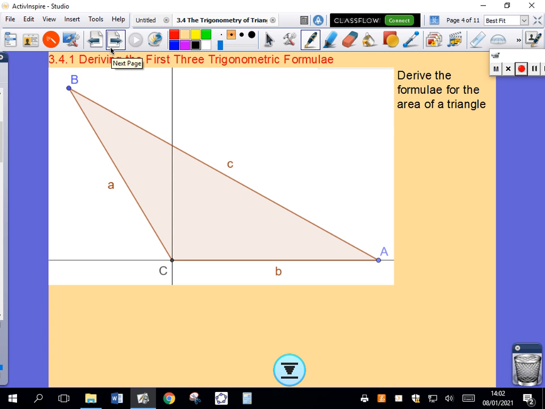Okay, I want to derive the formula for the area of a triangle. A couple of things to note before we get into deriving it. We're talking now about formulas for triangles that are not necessarily just right triangles, which we dealt with at junior cert, but for any triangle.